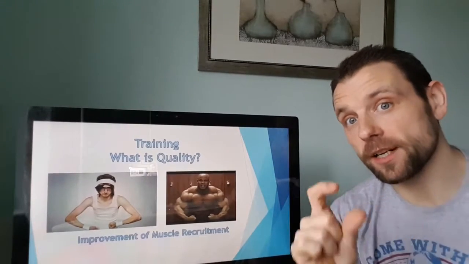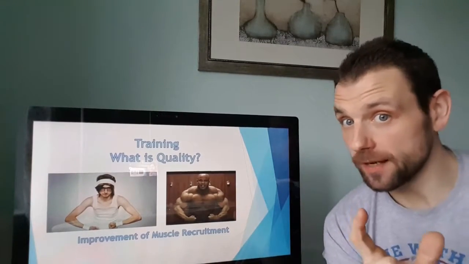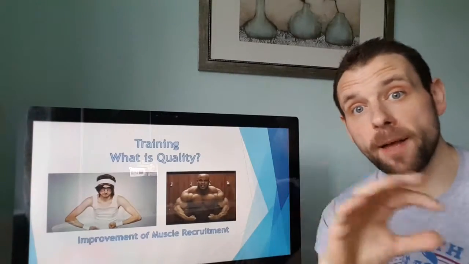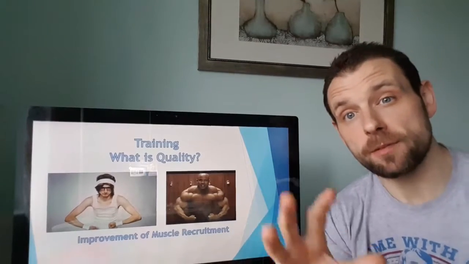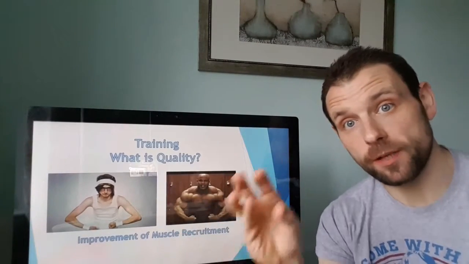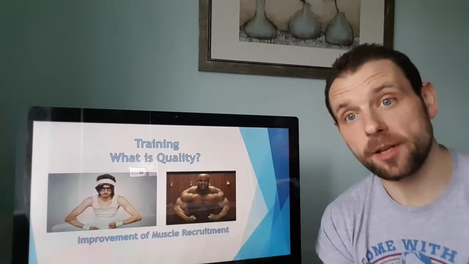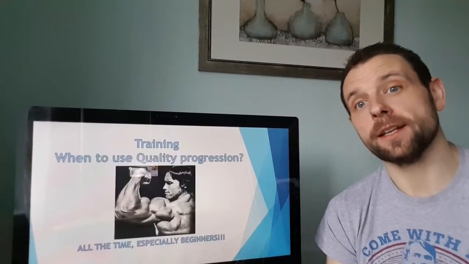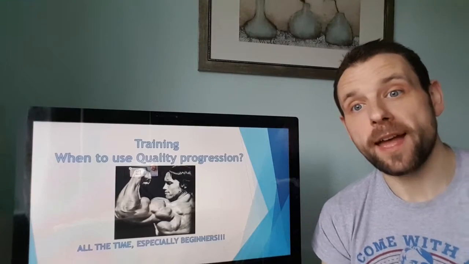So quality can be broken down into those two aspects: either a neural adaptation, where you're getting better technique, better movement, and better recruitment of your nervous system, and then in terms of muscle recruitment, actually building that muscle and getting the stimulus within the muscle to grow. Okay, so that's the way you're looking at quality. So hopefully you'll go through from there.